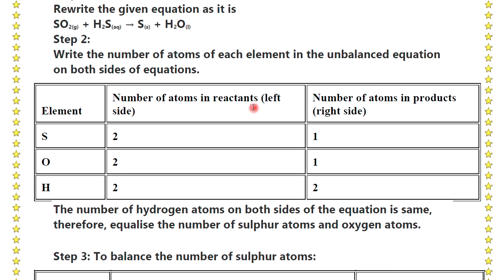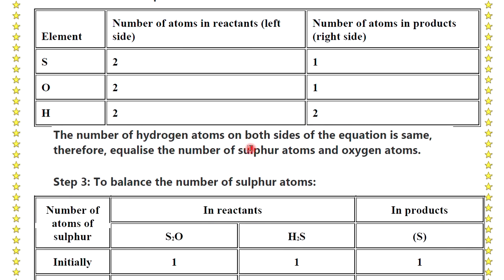Number of atoms in the reactants on the left side: sulfur is 2, oxygen is 2 and hydrogen is 2. Number of atoms in the products are 1, 1 and 2. The number of hydrogen atoms on both sides of the equation is the same. Therefore, equalize the number of sulfur atoms and oxygen atoms.